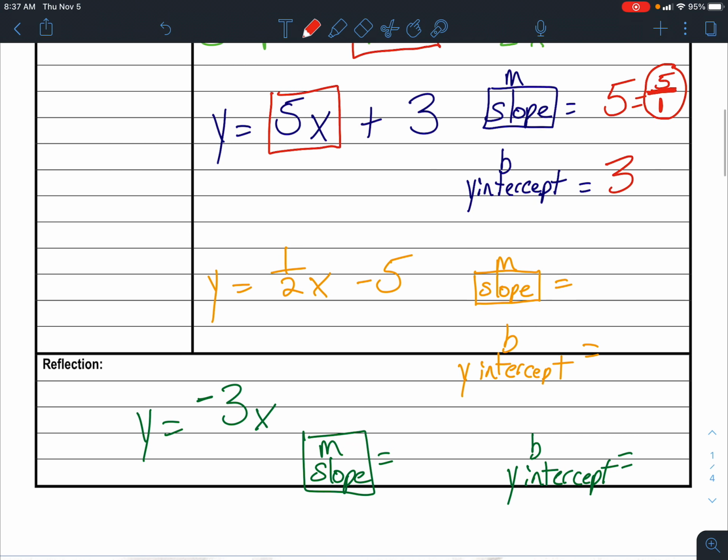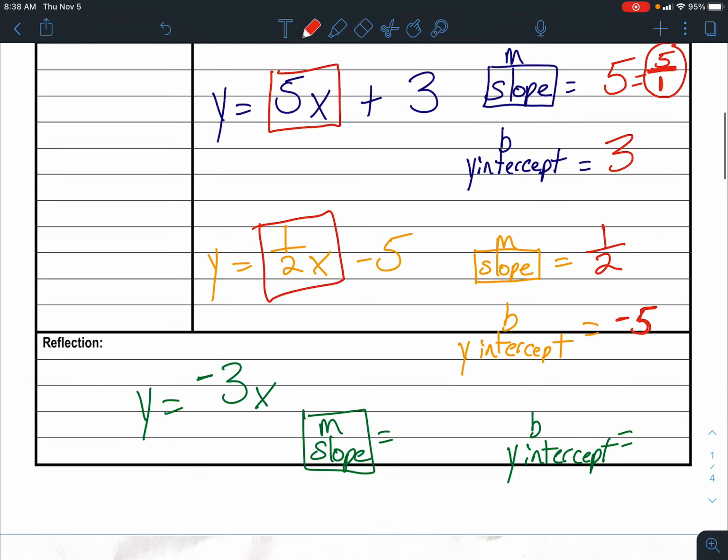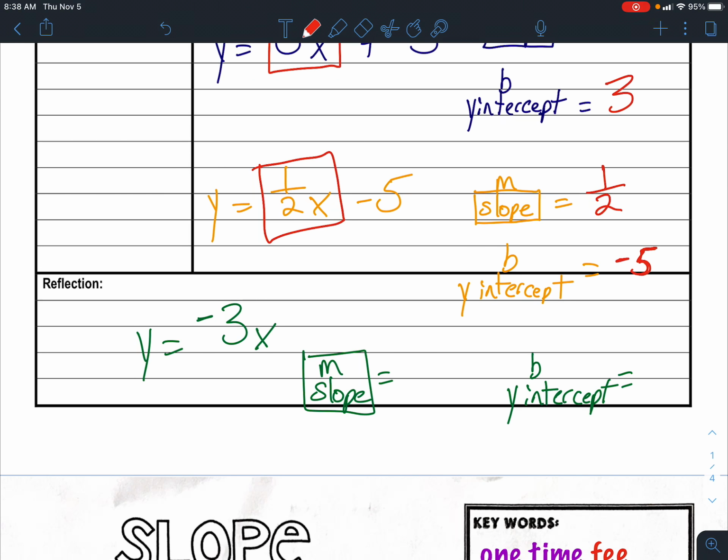So looking at the second one, y equals 1/2 x minus 5. I'm going to box my variable. So my slope is whatever's in my box. So my slope is 1/2. My y-intercept is going to be a negative 5. All right, so whatever's outside the box is your y-intercept. Whatever's inside the box is your slope.